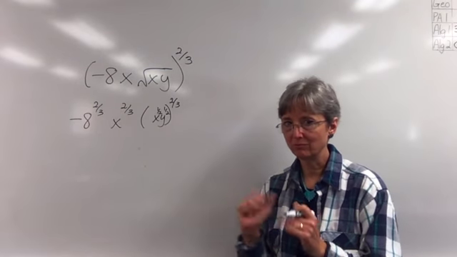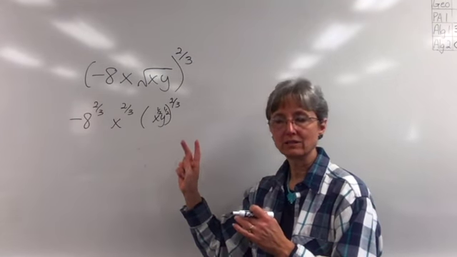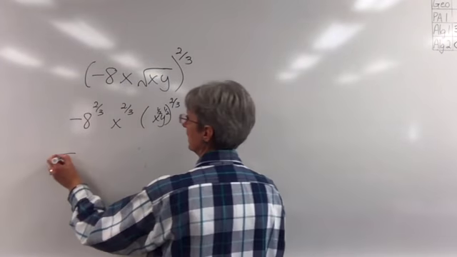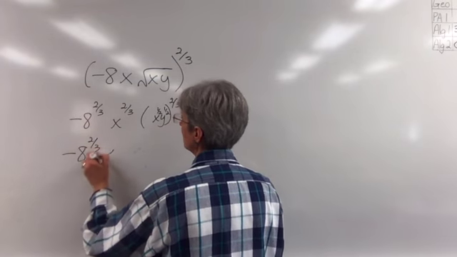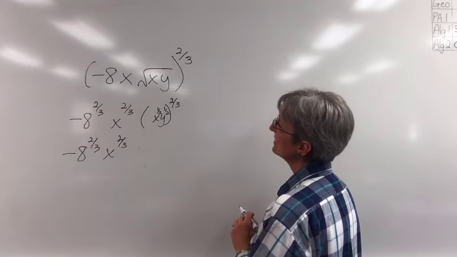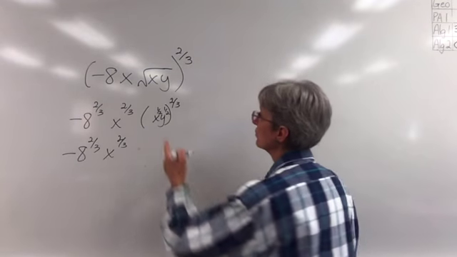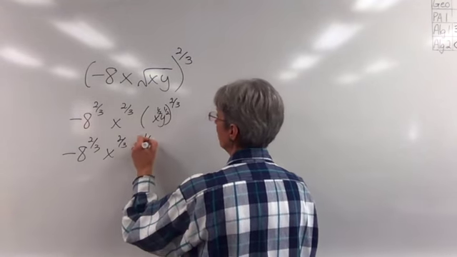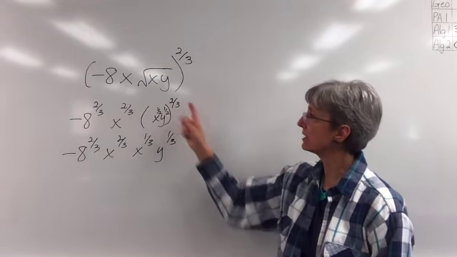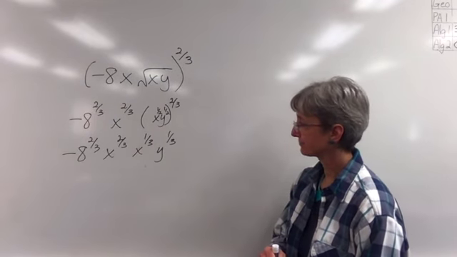Okay? Makes sense? All right, now go through and simplify a power of a power. So I'm going to rewrite and do that. Negative 8 to the power of 2/3, x to the power of 2/3. 1/2 times 2/3 is 2/6. 2/6 is 1/3. So this is x to the power of 1/3 and y to the power of 1/3. Do you see how 1/2 times 2/3 is 2/6, which is the same as 1/3?